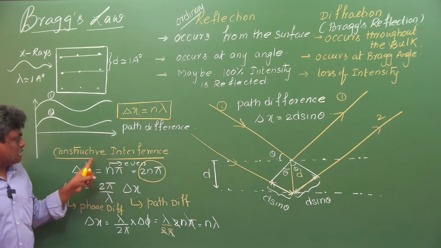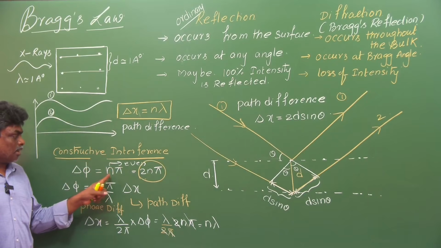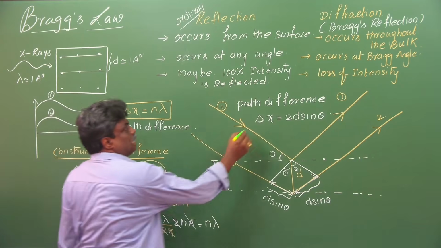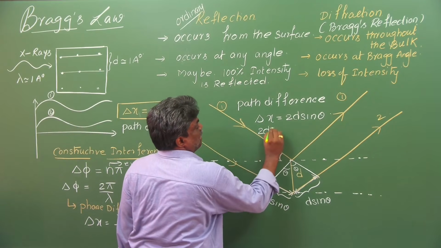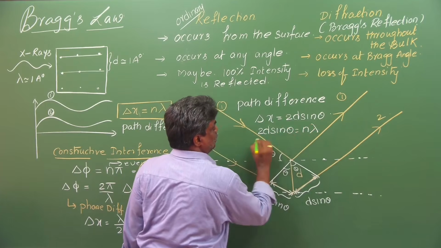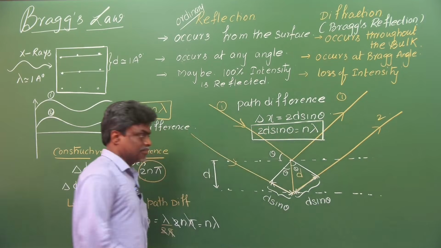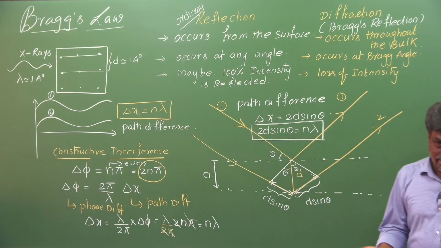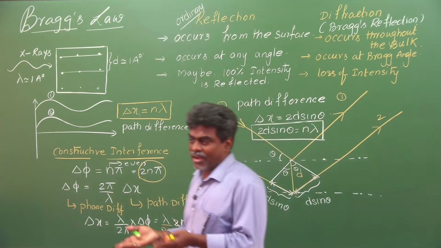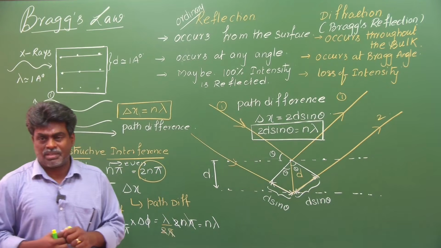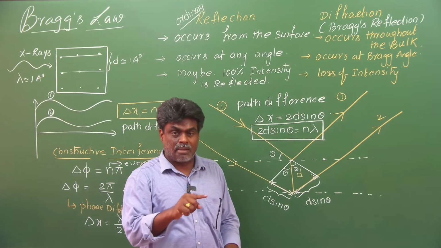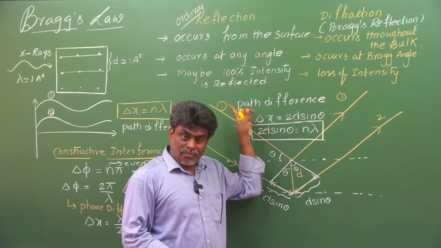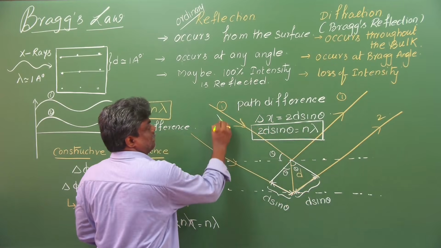Already we have discussed the condition for constructive interference: not only 2 pi, all even numbers. That's why 2n pi. If you substitute this, you will get n lambda. So delta x is equal to n lambda. That's why 2d sin theta equals n lambda. Good. So what is Bragg's law here, or Bragg's condition? This is called Bragg's condition: 2d sin theta equals n lambda, where d is the interplanar separation, theta is the angle between the X-ray beam and the planes, n is the order of diffraction, and lambda is the wavelength of the X-ray. Is that clear? First, come on, write it down.